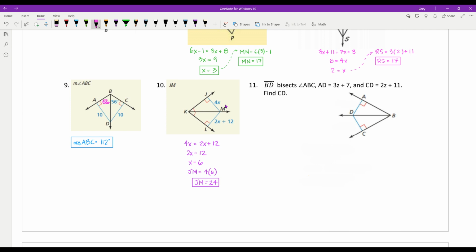All right, number 11. Let's see, BD, they tell me that BD bisects angle ABC. And if it bisects the angle, then I know that the distance from A to D is equal to the distance from D to C.